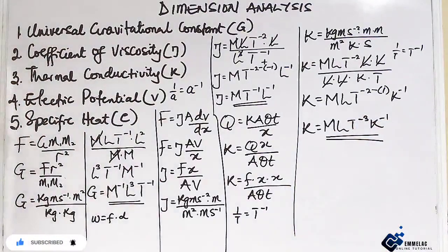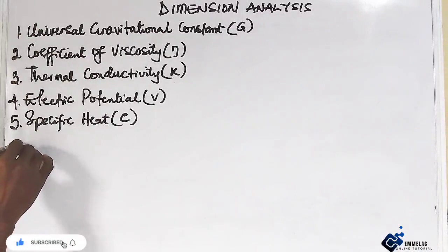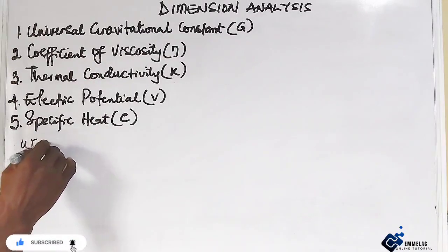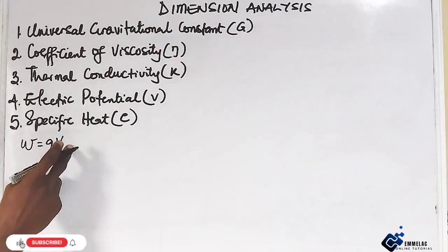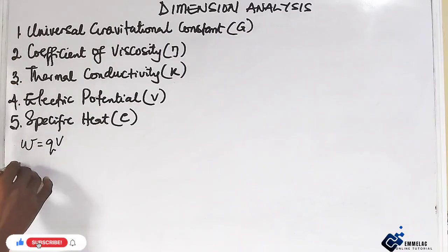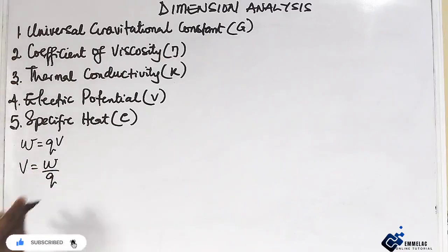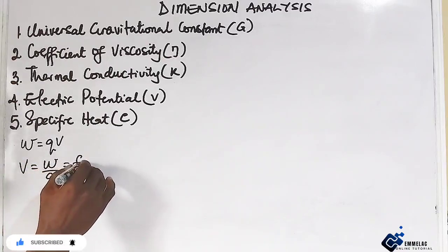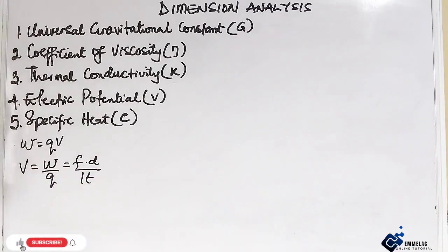Okay, now let's move to number 4. Now for number 4, the electrical potential. Now let us recall that work done equals Q times the electrical potential. Now if we have to make electrical potential the subject of the relation, we have that V equals work done all over the charge. And we know that for the work done, it is force times distance, then the charge is the current times time.